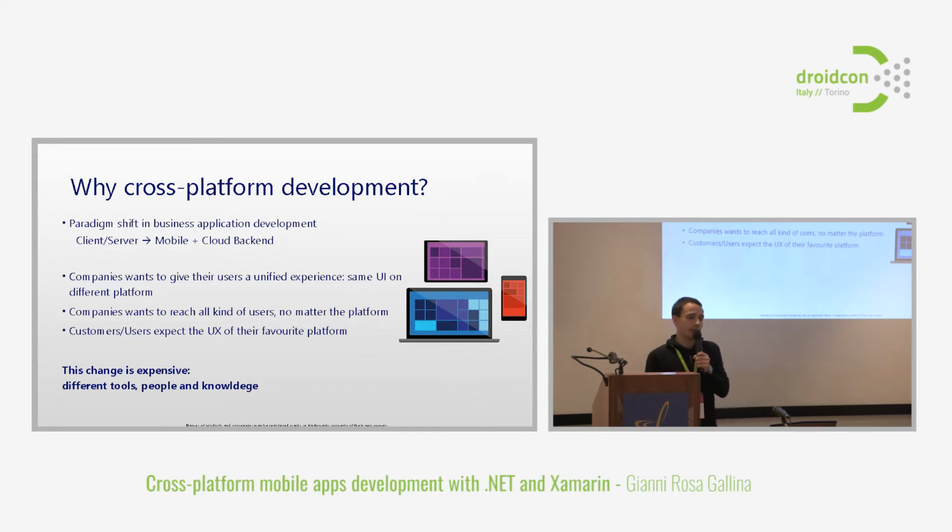Also, users or customers expect the same user experience across the application. If they are used to Android, they expect that the Android version of an application behaves like other Android applications. The counterpart is that an iOS application behaves like iOS applications. And that's a big problem for developers, who have to keep in mind that Android has some design patterns, iOS others, and Windows, of course, different ones. And this change is expensive. We use different tools, we need a different team of people and different knowledge.